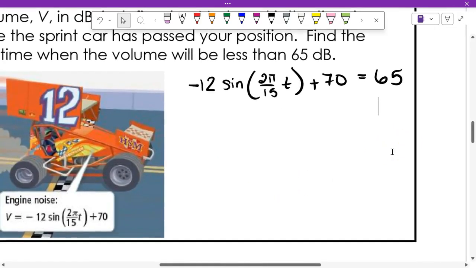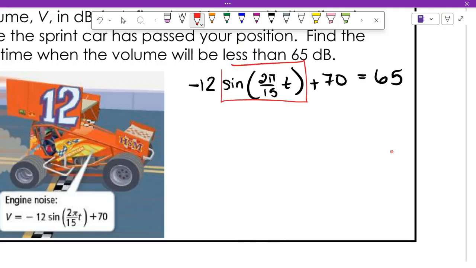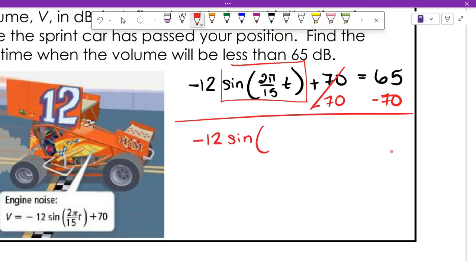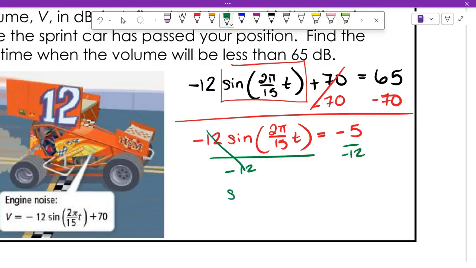What we're going to do right here is I'm just going to go ahead and solve this, okay? So again, follow the same steps as last time. I've got to isolate the trig function right here, so I'm going to subtract 70 from both sides. That gets me negative 12 times the sine of 2 pi over 15t, and this is going to be equal to -5. Then I will divide both sides by -12. And that gets me sine of 2 pi over 15 times t is equal to +5 over 12.